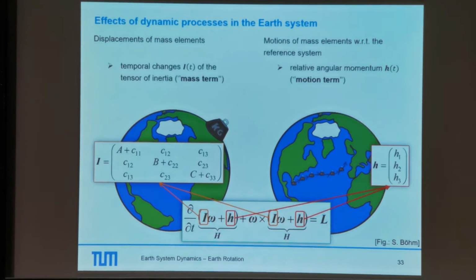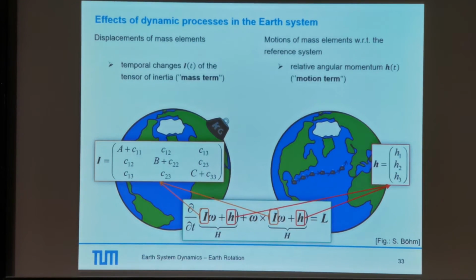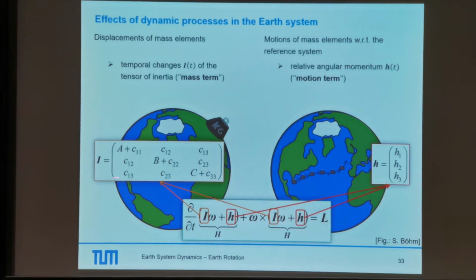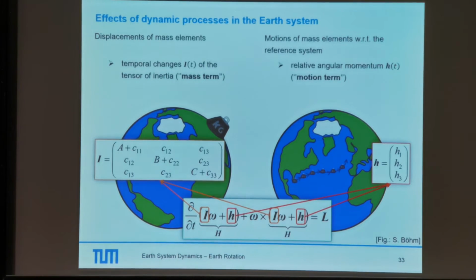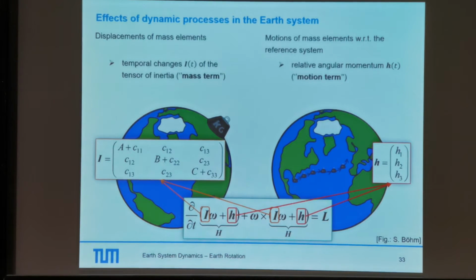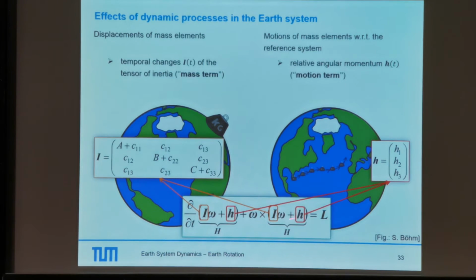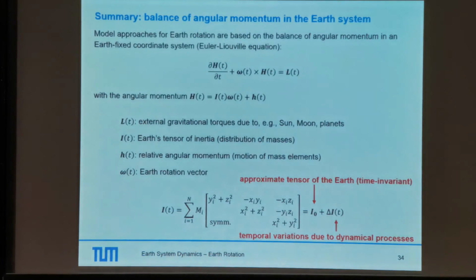If we look closer, how can I be rewritten? For a rigid system and equatorial symmetry, more or less, we had the equation with an A, B, and C on the main diagonal, and the off diagonals were 0. Now, if we want to account for mass redistributions, we can insert small quantities like these c quantities here. And for the relative angular momentum vector, we insert this h1 to 3 in this equation.